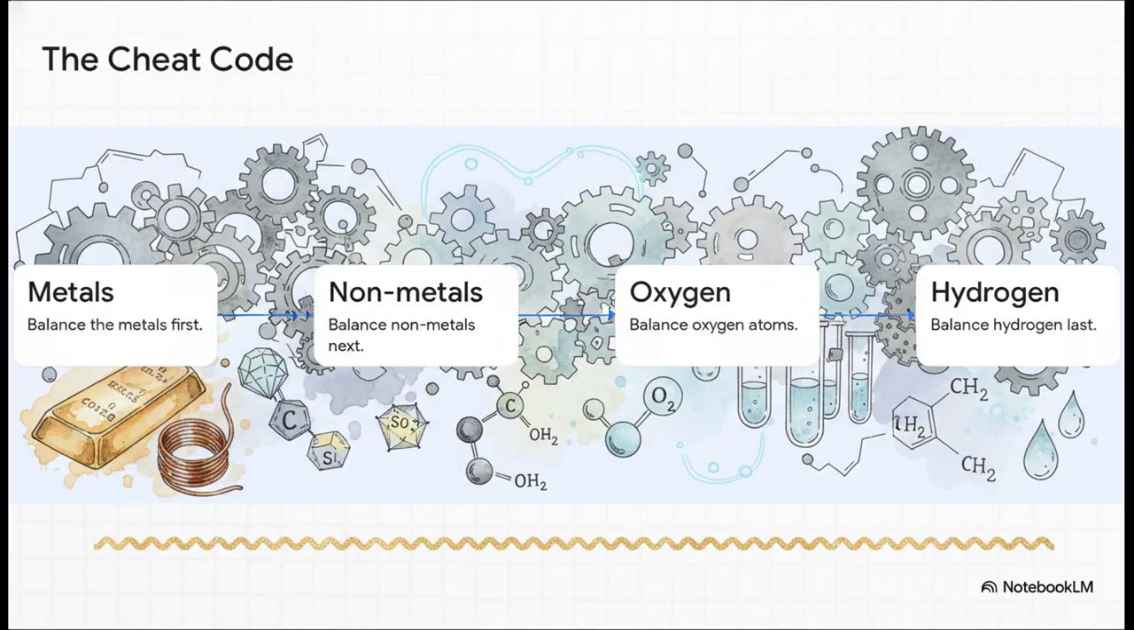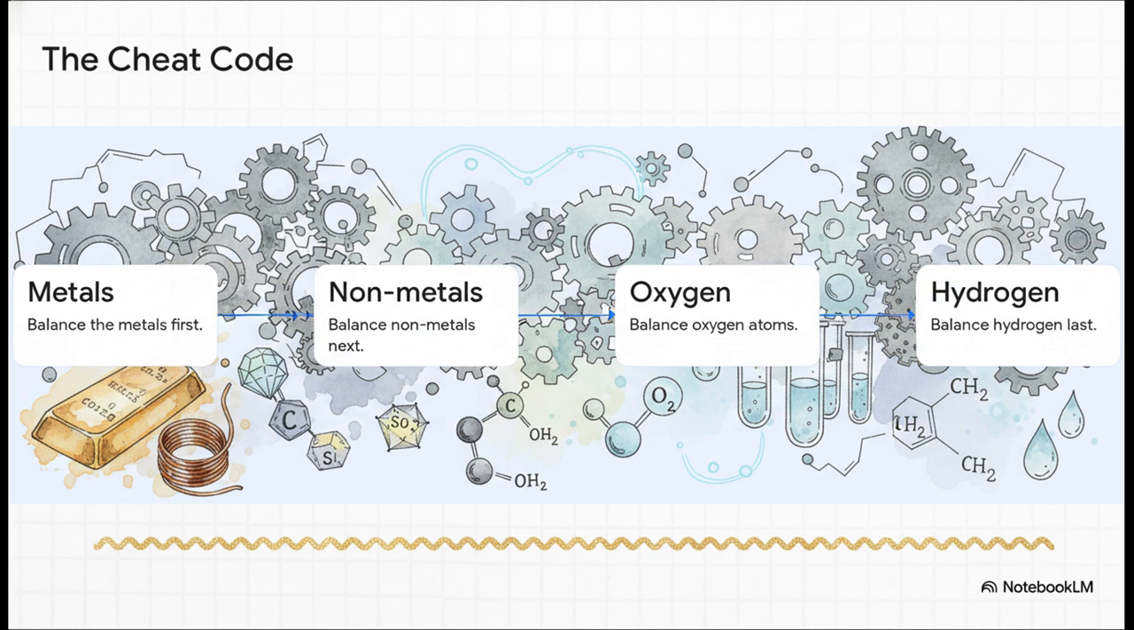Moving right along to section 2, the art of balancing. Now, you might be wondering, why do we even bother balancing these equations? Well, it all comes down to the law of conservation of mass. Basically, we can't magically create or destroy matter. The total mass of your reactants absolutely has to perfectly equal the mass of your products.